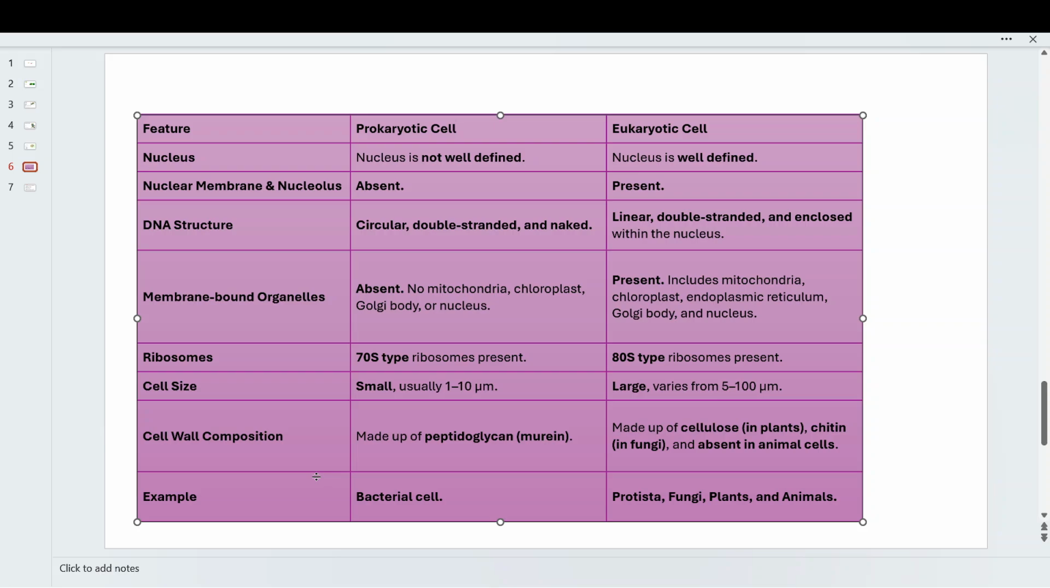Cell wall composition. In prokaryotic cells, the cell wall is made up of peptidoglycan or murein. In eukaryotic cells, it is made up of cellulose in plant cells, chitin in fungi, and absent in animal cells. An example of a prokaryotic cell is a bacterial cell, and examples of eukaryotic cells are protista, fungi, plants, and animals. So this is all about the difference between prokaryotic and eukaryotic cells.